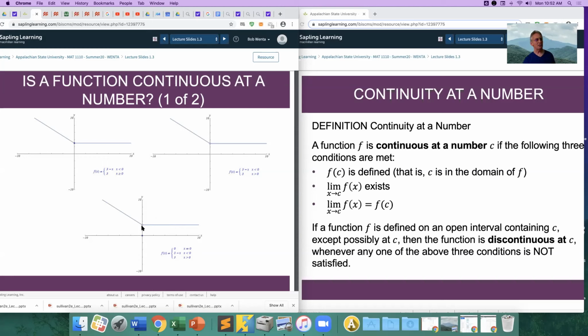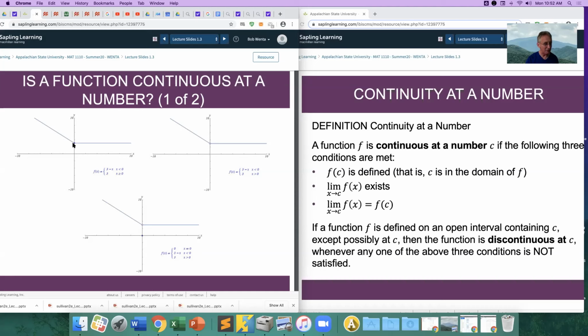If you come back to the one that is continuous, look at f of c. f of 0 is defined. It's a filled-in point there. The limit exists, coming from the right and coming from the left, going to the same place. And they're equal to it.